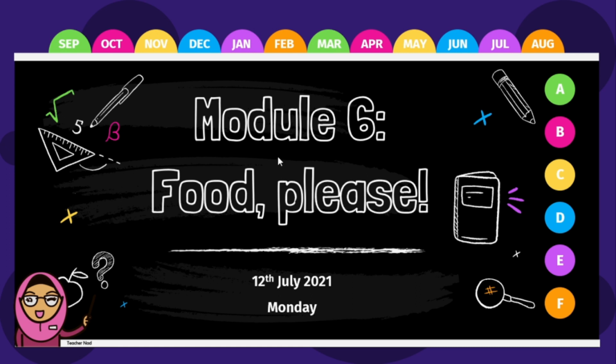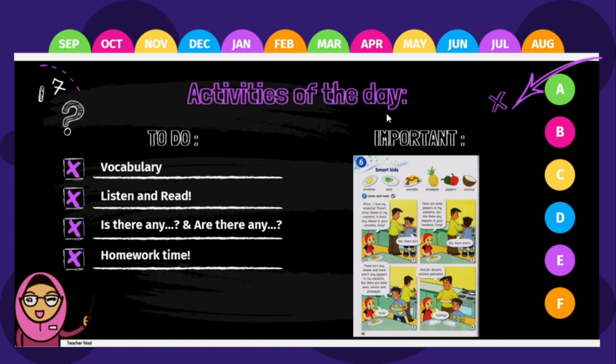Today we are going to continue with Module 6, Food Please. These are the activities of the day. We are going to do 4 activities. Activity number 1, vocabulary. We are going to learn 6 vocabularies. Activity number 2, listen and read. Activity number 3, we are going to learn a new topic: is there any? And are there any? Boys and girls, what is this? I will explain to you later. And activity number 4, homework time.